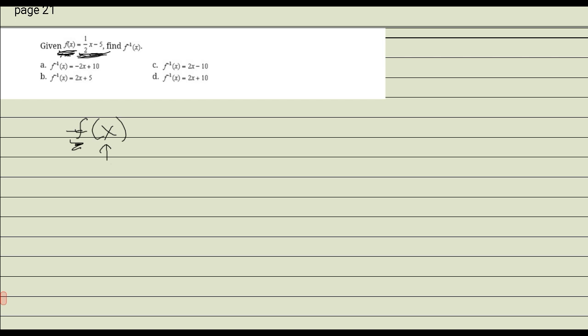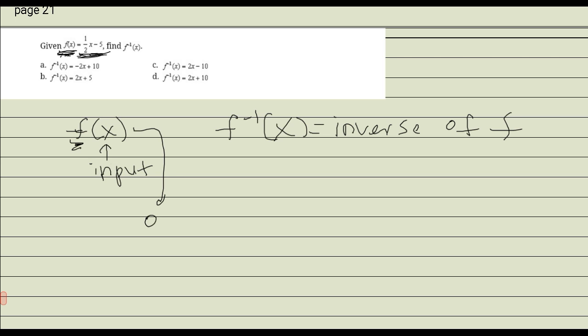Well, the reason why I'm talking about that is because this right here is called the inverse. It's called the inverse of f. And what it does is here we input something, and we get some output, right?